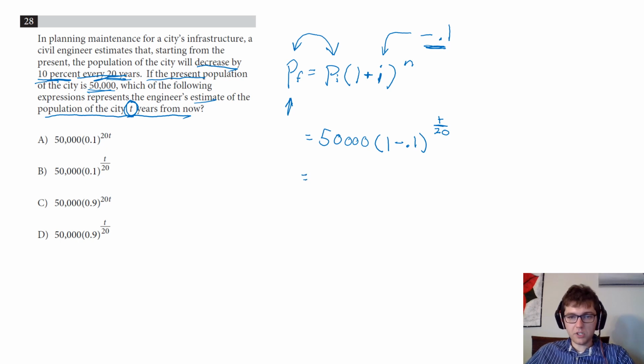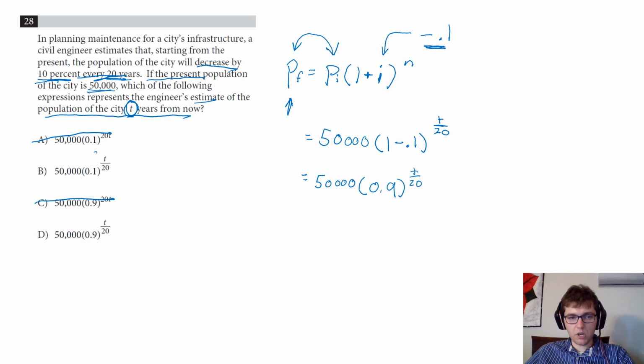So all there is to simplify here is doing that 1 minus 0.1. You'll be left with 0.9 to the power of t divided by 20. Take a look over here. This one has the exponent wrong. This one has the exponent wrong.